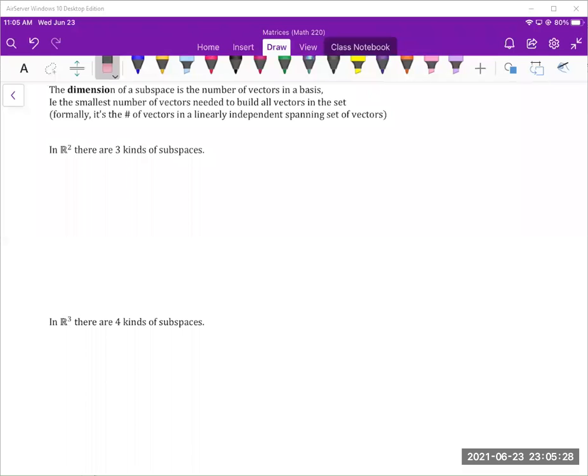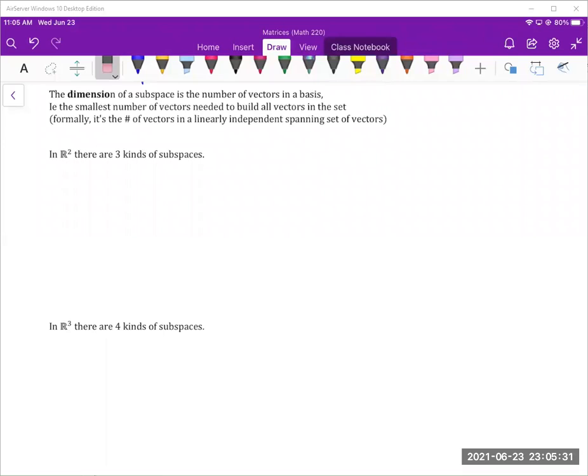Okay, so next we're going to talk about the dimension of a subspace, which is the number of vectors in a basis. So this tells us the smallest number of vectors that we need to build up all of our vectors in our set using linear combinations. Okay, this is a very helpful tool for writing down all possible subspaces in examples like R2 and R3. We'll be able to say these are the possible subspaces, and that's it. All right, so let's take a look.